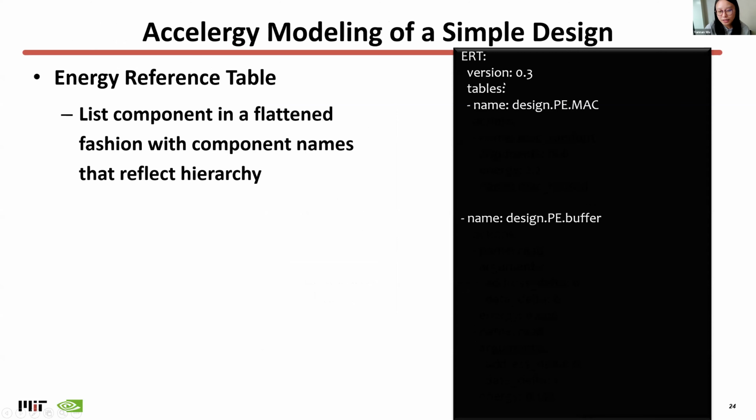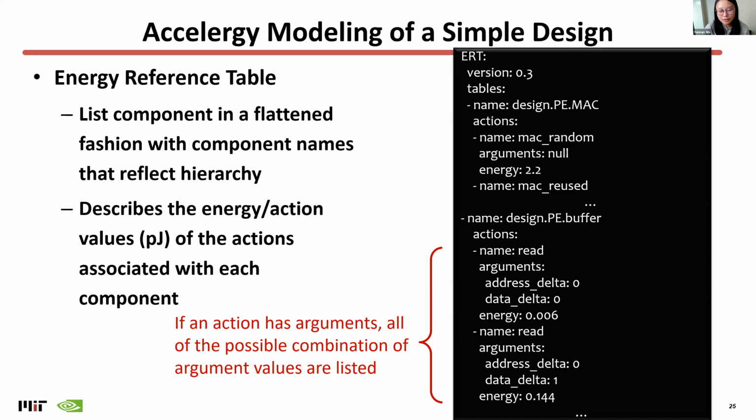And here we're showing a high-level description of the energy reference table in YAML format. So first, all of the components are listed in a flattened fashion with component names to reflect the hierarchy. So you can see here, for example, the MAC is inside the PE and the PE is inside the design. So instead of having a tree format, we use a flattened name to better show the hierarchy and make the ERT easier to read. And as I have said, the main purpose of the ERT is to describe the energy per action values of the actions associated with each component.